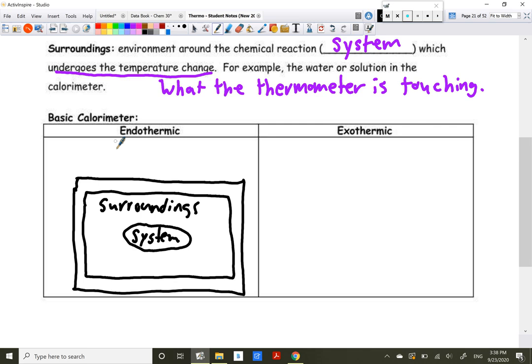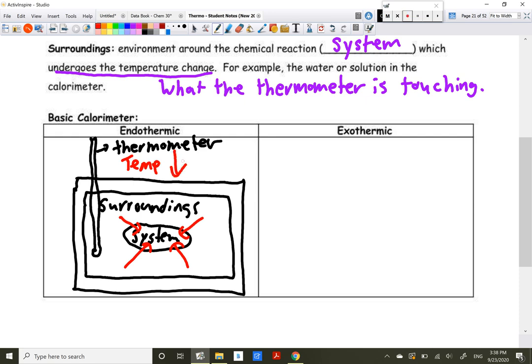Now, this looks very similar to a diagram we've done before, but the difference is that we are going to have, I know that looks terrible, a thermometer jammed in our surroundings. And what is going to happen for endothermic reactions? Energy is going to leave the surroundings and go into our system, so the temperature is going to decrease.